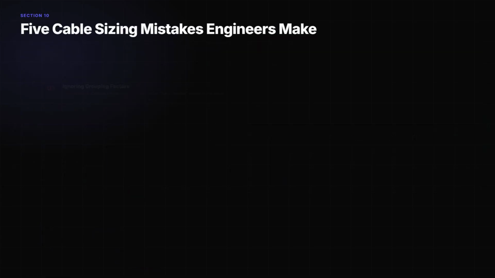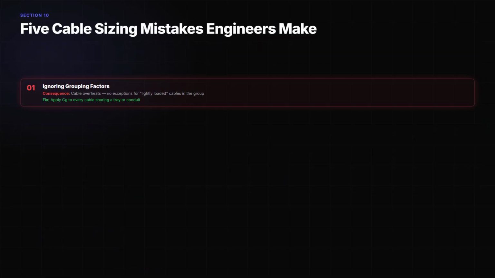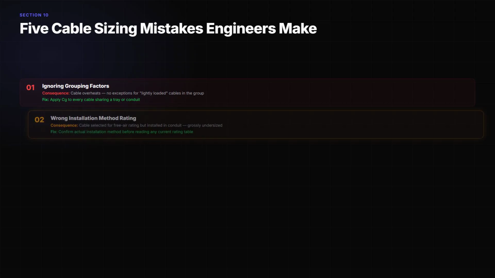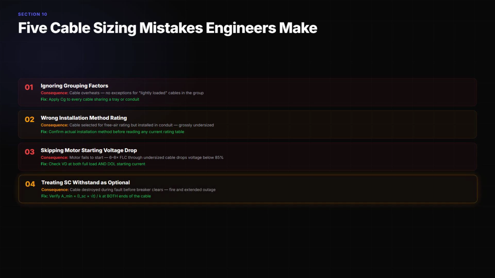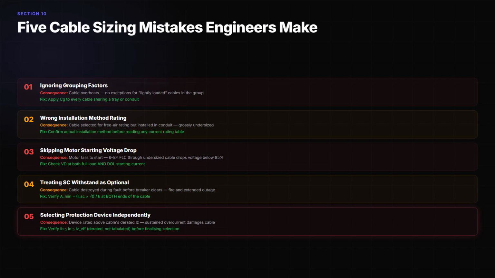Before we move to the professional workflow, let's lock in the 5 most common mistakes in cable sizing practice. Mistake 1: ignoring grouping factors. Every cable on a shared tray must have grouping applied. The standard does not provide an exemption for lightly loaded cables. Mistake 2: using the wrong installation method rating. Always confirm how the cable is actually installed before selecting a current rating table.